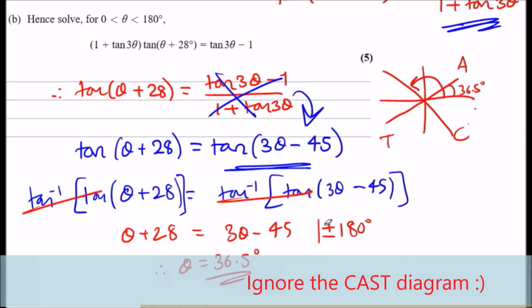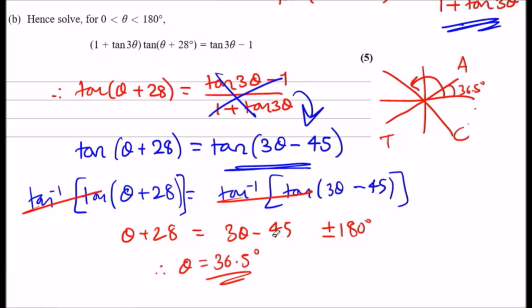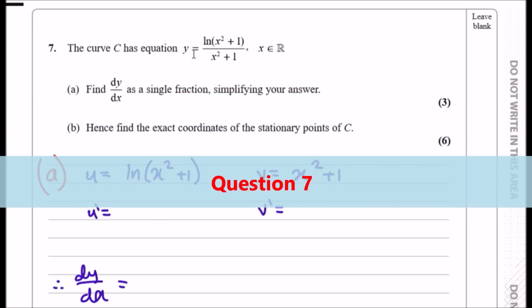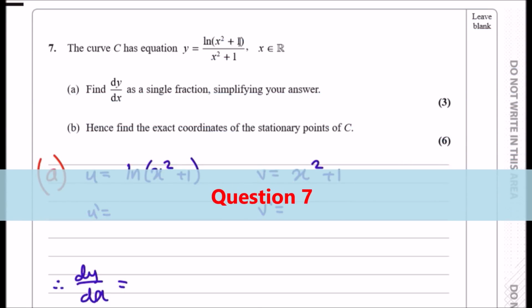So then when you solve this one for plus, when you stick into this equation and solve it with the plus 180 or minus 180, you'll end up with minus 53.5 degrees, which is out of the range, or 126.5 degrees, which is.